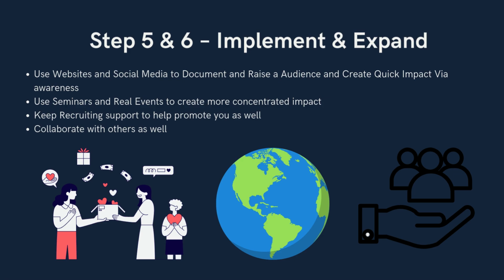So you're able to get thousands of people who can go and learn from what you're saying on social media, and use seminars, real events, and podcasts to make a deeper, more meaningful impact on maybe tens to hundreds of people if you can. And try to keep recruiting people to help promote your nonprofit, along with collaborating with others, which is step six. So collaboration is step six.